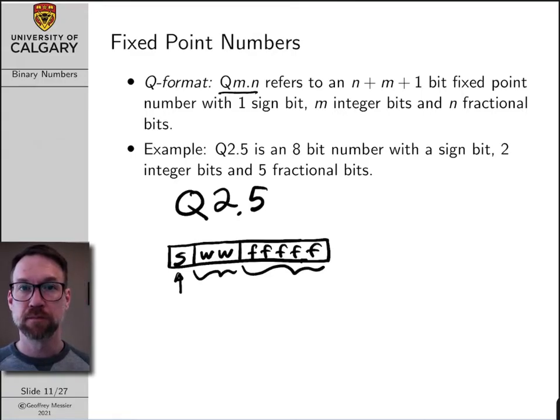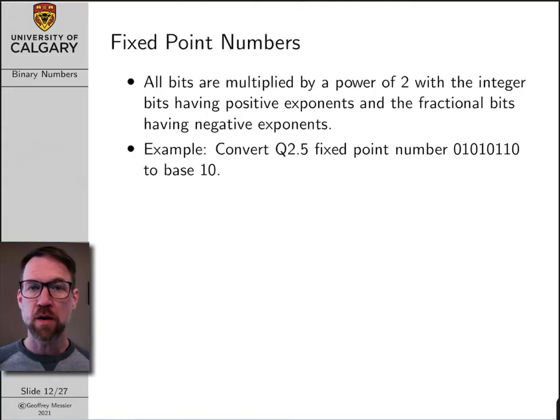Okay, the next question is how to convert fixed point numbers into base 10 numbers and base 10 numbers back into fixed point numbers. Let's go from fixed point to base 10 first. Basically, the way we figure out the base 10 representation for a fixed point number is to multiply each bit by a power of 2, where the exponent has to do with the position of the bit, just like normal.